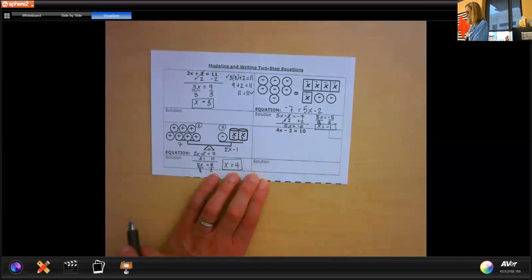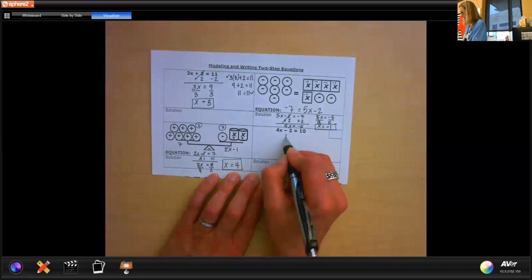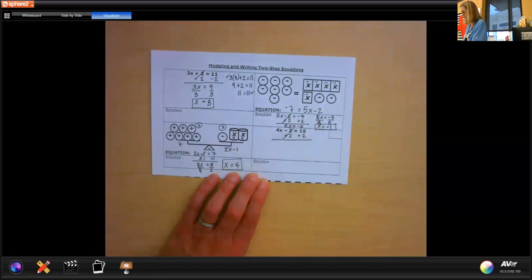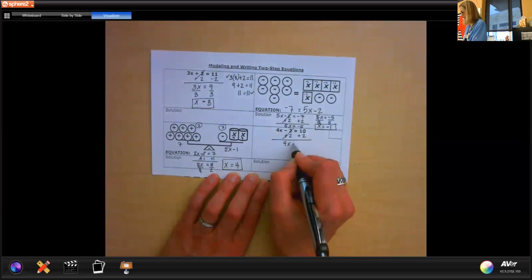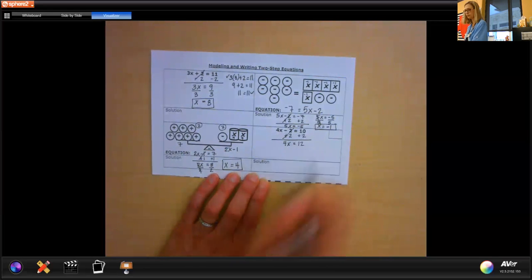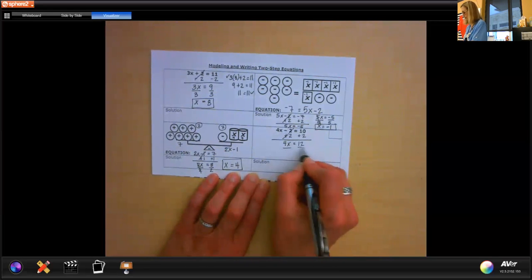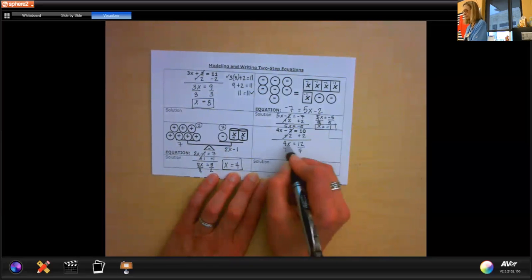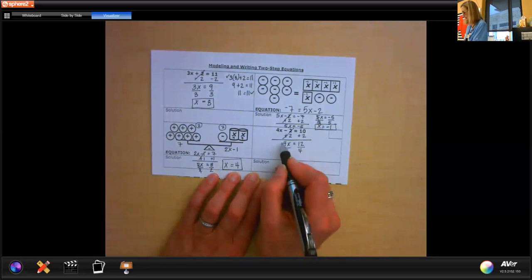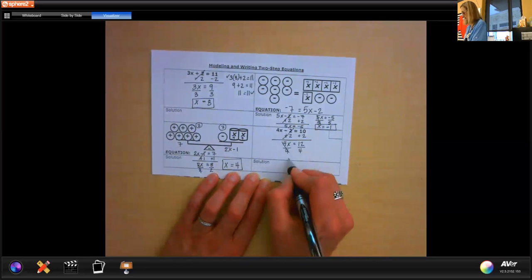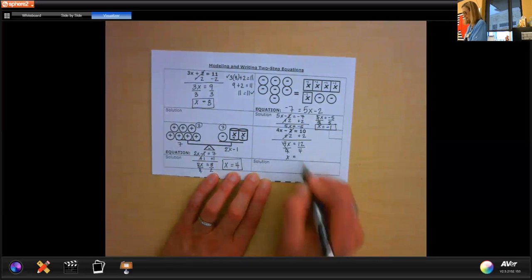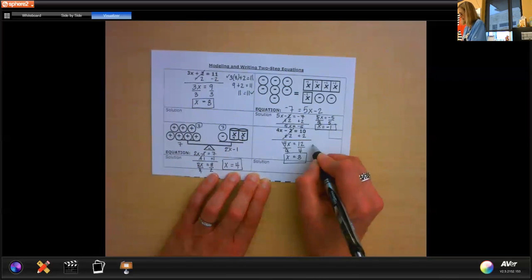4x minus 2 equals 10. I'm going to add 2 to each side. These will cancel out. I'm going to bring down 4x equals 10 plus 2 is 12. Divide that by 4. The opposite of 4 times x is 4 divided by x. Those will cancel out. X equals 12 divided by 4 is 3. Solution. I'm going to go ahead and check that.